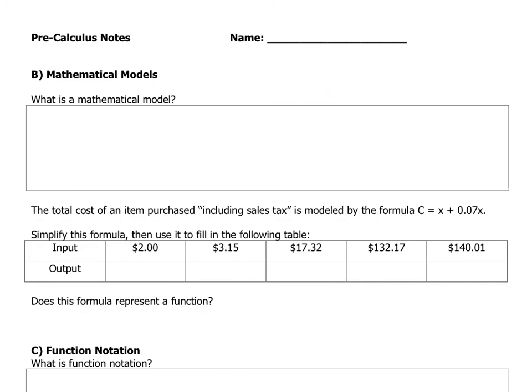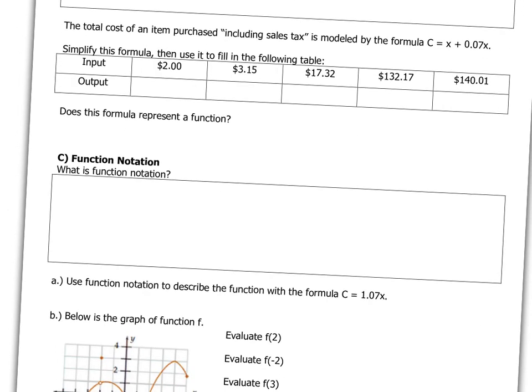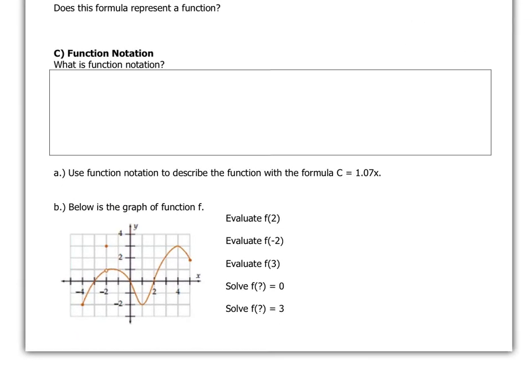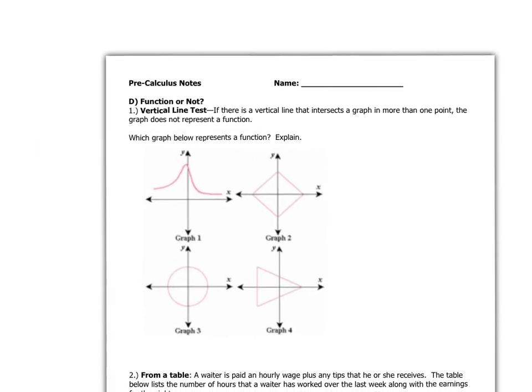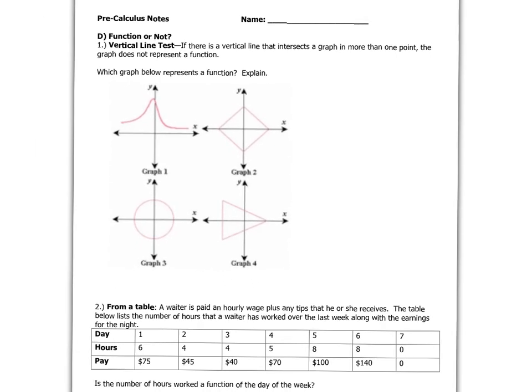The next page of notes, what we'll be looking at in class next time, is what we call a mathematical model. And you've been using these for several years, even though maybe that hasn't been the name for it. We'll be looking at what we call function notation. We did look at that a little bit in Algebra 2. And then finally, on the last page of the notes, we'll be deciding whether we have a function or not. So I'm going to stop the lesson there.